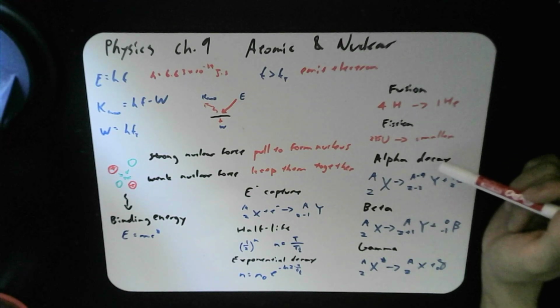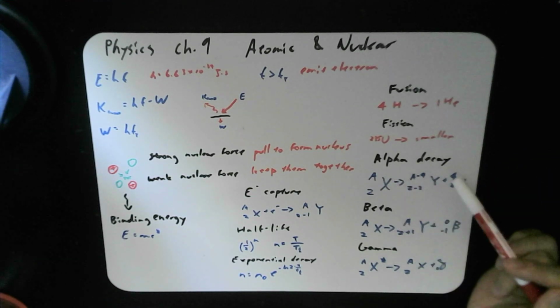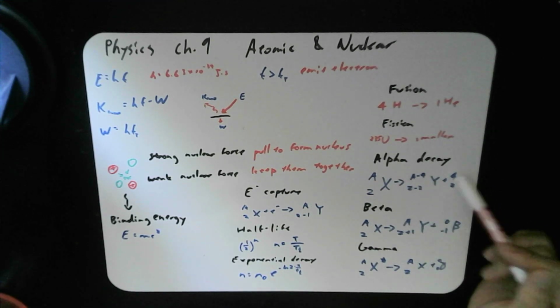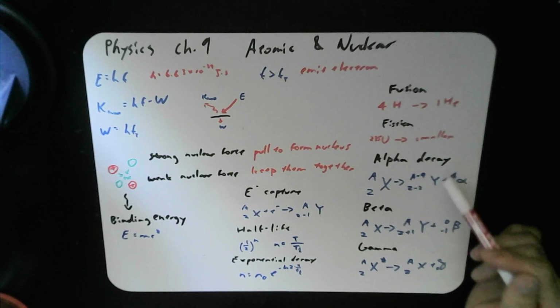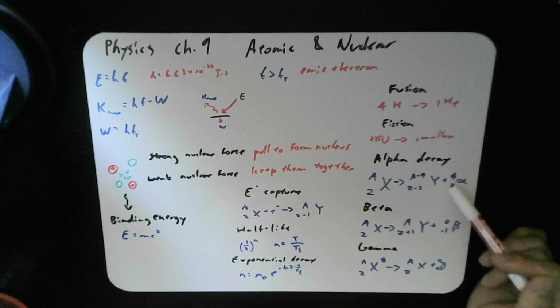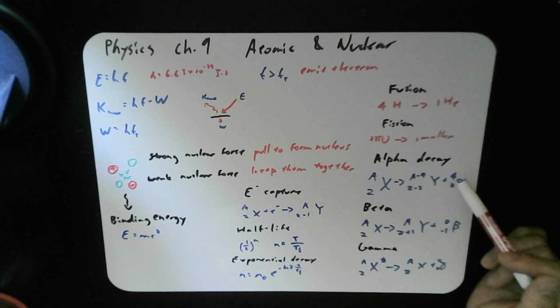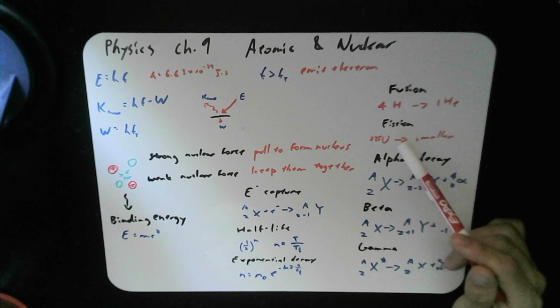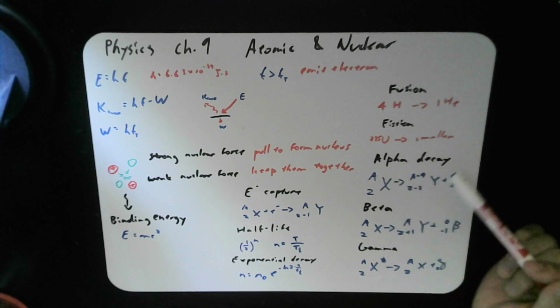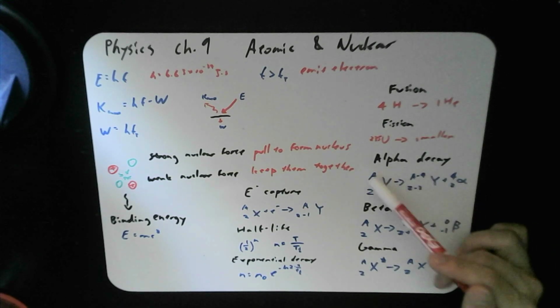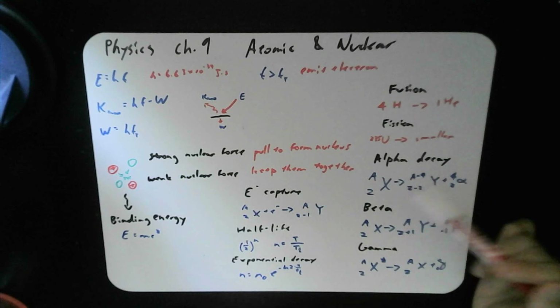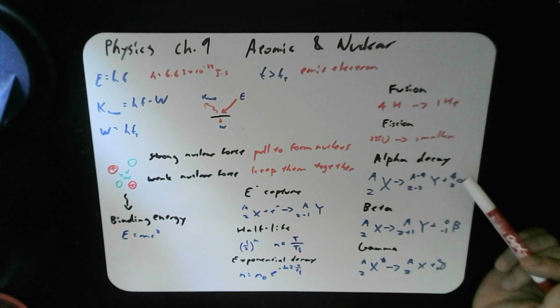Alpha decay happens when an atom decays into an alpha particle plus another identity of atom. An alpha particle has a mass number of 4 and atomic number of 2. So you can think about it: if I have a certain element, it's going to subtract 4 from the total mass and subtract 2 from the atomic number. And that's going to give a new identity for it, plus this alpha particle.